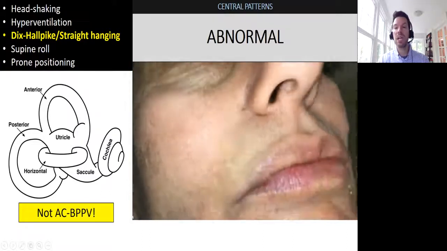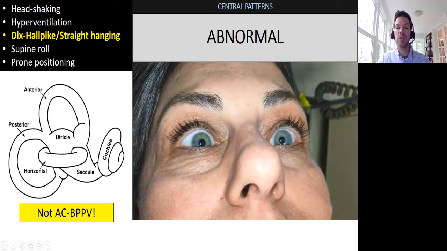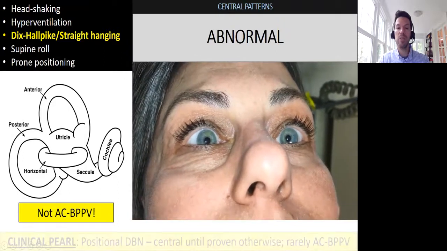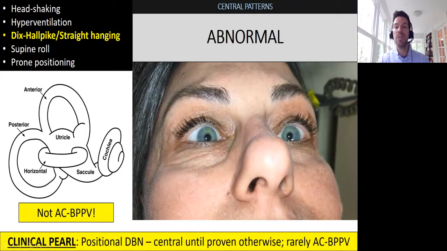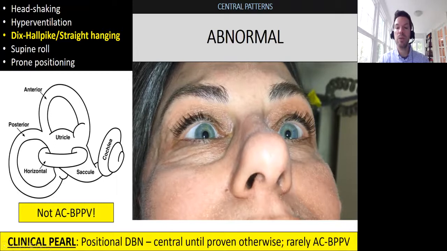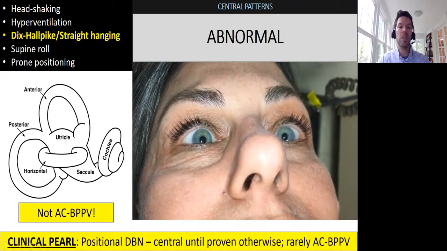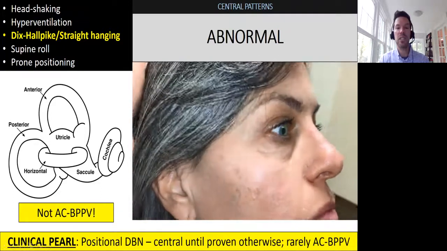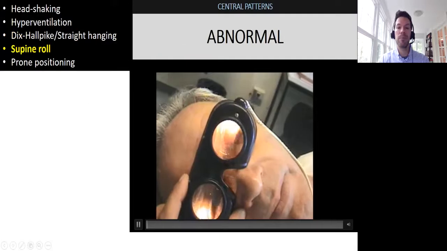This patient also had some gaze evoked nystagmus. She had some saccadic pursuit and also had a cerebellar degeneration. So if you see positional downbeat nystagmus, this should be assumed to be central until proven otherwise. It's rarely going to be anterior canal BPPV, mainly because it's just hard to get otoconia, the rocks, into the anterior canal, given its orientation relative to gravity.